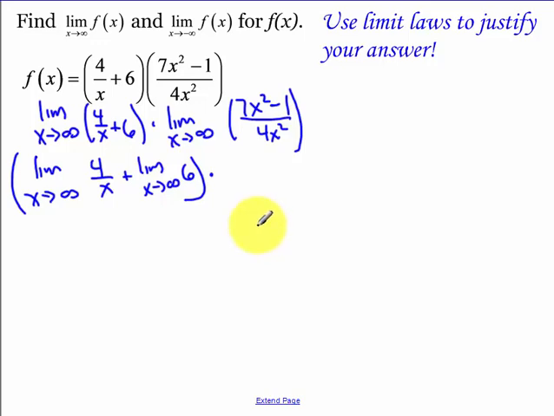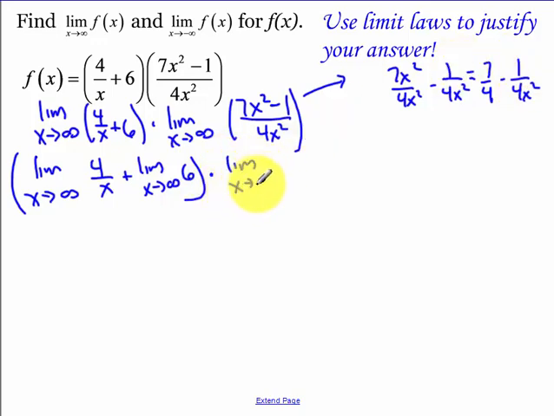I'm going to multiply that to, let's talk about simplifying that. I can put that 4x squared over each one of the terms in the numerator, and that gets simplified to 7/4 minus 1 over 4x squared. So then I'm going to do the same thing I did with that other function. This is the simplified version, so I'm going to do the limit as x goes to infinity of 7/4 minus the limit as x goes to infinity of 1 over 4x squared, and then I'm going to find each one of these individual limits.